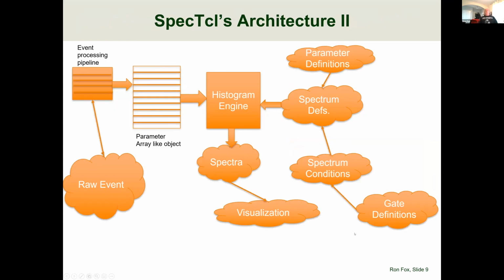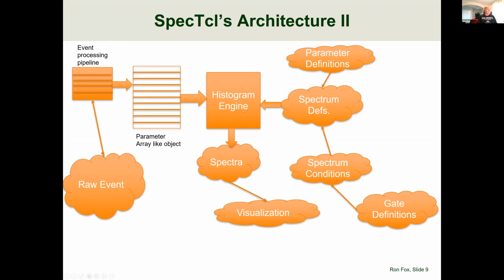Two more architectural slides, and then we'll go on to maybe the good stuff. So this is one way to look at SpecTcl's architecture. There's an event processing pipeline. It produces an array-like object of parameters. These parameter definitions define which slot in this array-like object a parameter lives in. There's a histogramming engine that's been very highly optimized.